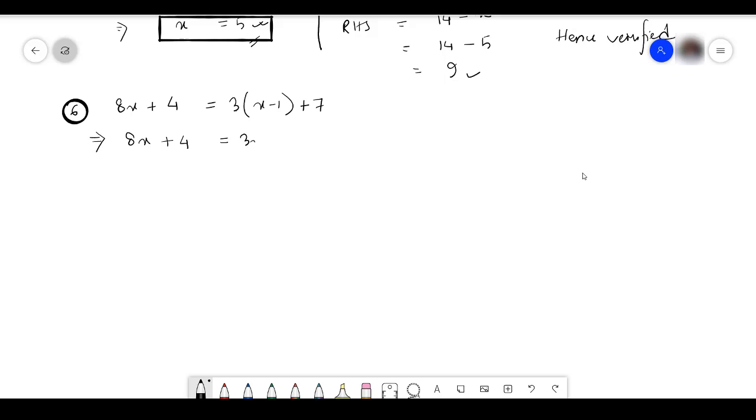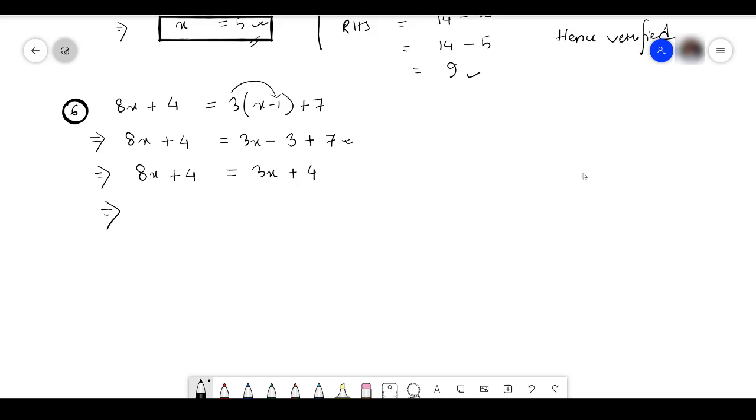The result will be thrice x. Minus sign is there in between. We have to put minus here. Then 3 will be again getting multiplied with 1. So 3 1s are 3, plus 7 I got. So after this I shall be getting 8x plus 4 is equal to thrice x plus 7 minus 3. The result will come as 4, and the bigger term is carrying positive sign. That is why the operation will be subtraction, but sign will remain positive.